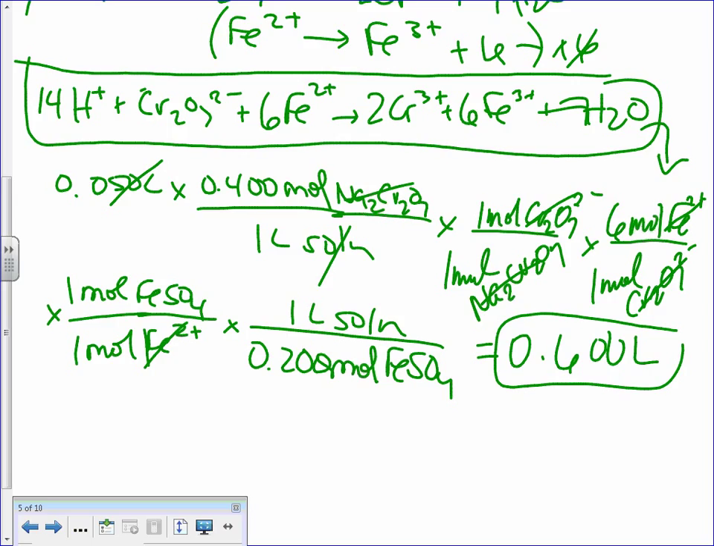If you have 50 milliliters versus 600 milliliters of something, when you require 6 times as much iron as that, I know the molarities are different, but it makes sense you have a whole lot more iron 2 sulfate used because you require 6 times as much iron 2 as dichromate. So it makes sense that it's a lot more. So reflect on it. Okay?